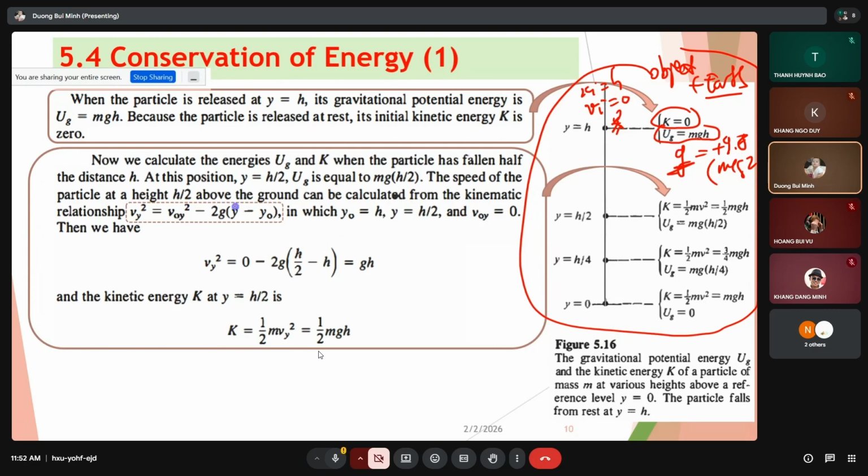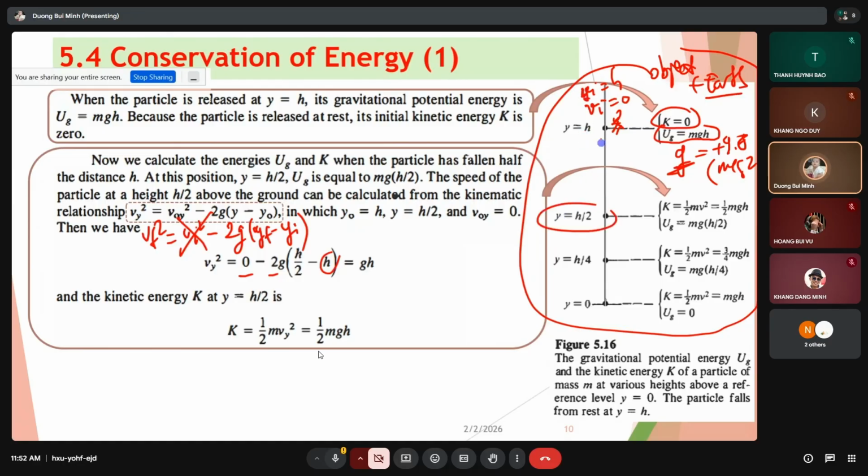Of course, g is constant. Gravitational acceleration is constant, so we can apply some important formulas of the constant acceleration model. Here we have Vf square is Vi square minus 2g (Yf minus Yi). This is one of the important formulas of the constant acceleration model. Vi is 0, skip it. So you get Vf square is 0 minus 2g, and Yi is h, right? This is Yi, not Xi.